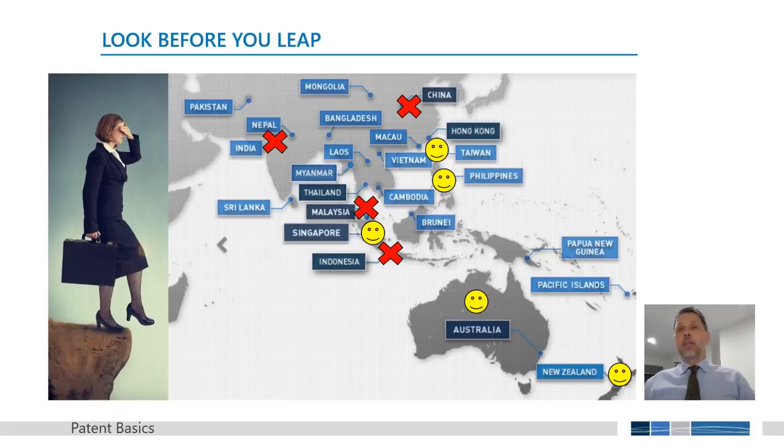So let's say you're using it in Australia, all's good. You can use it in New Zealand because there's not an IP right there owned by a third party, but India and China, there is a pre-existing third-party IP right. Well, then that can be a barrier to marketplace entry or continue use in that marketplace.